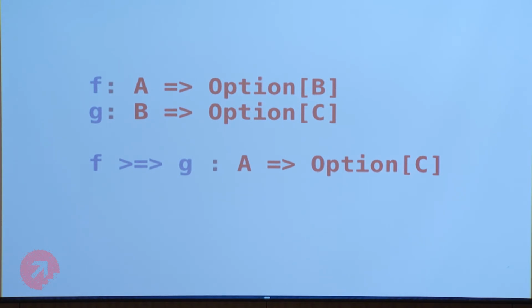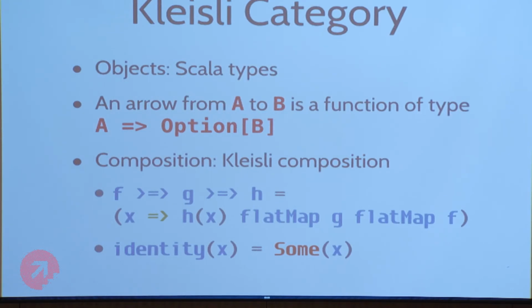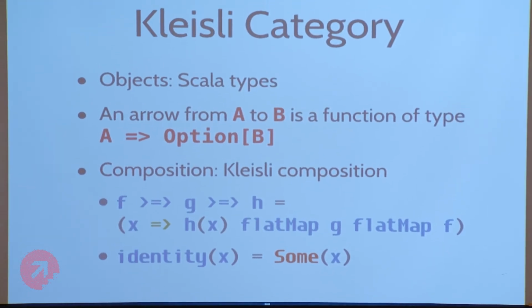And I'm going to write that using this sort of fish operator. I think it's how it's done in Scala Z and probably cats as well. So f fish G will take F and G and go from A to option C, doing both F and G, and uses flat map for the composition. So these kinds of arrows from A to option B, or something to option something else, those arrows actually form a category. And those are called Kleisli categories.